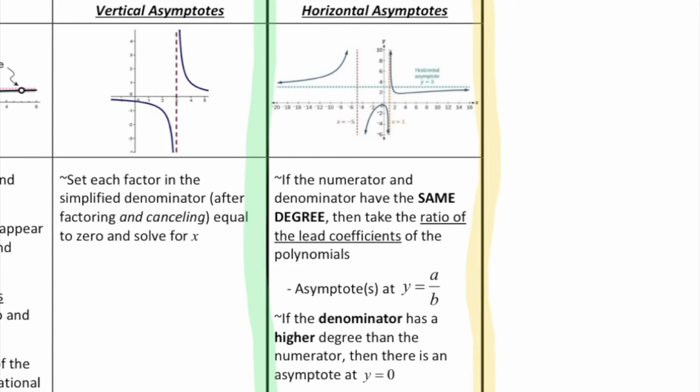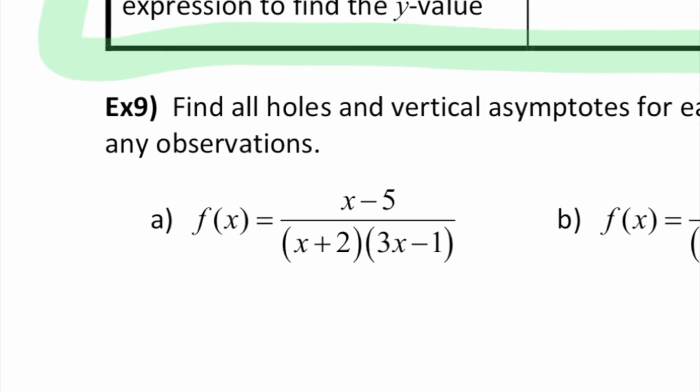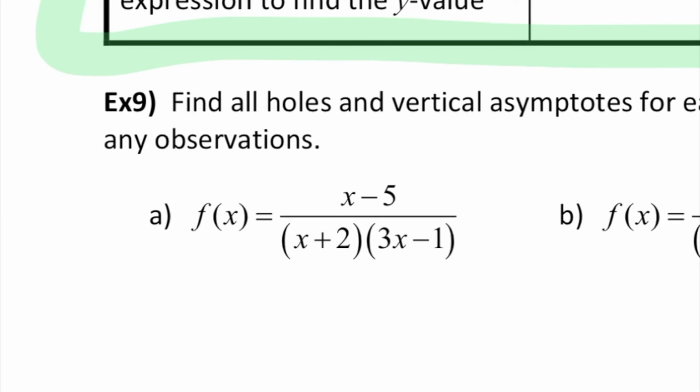That's because the denominator is going to get bigger a lot faster than the numerator as you go to infinity, and any number over infinity, or over an infinitely big number, is going to be 0. We'll practice some of those. They're fairly straightforward. So let's talk about finding holes and just vertical asymptotes in this one.